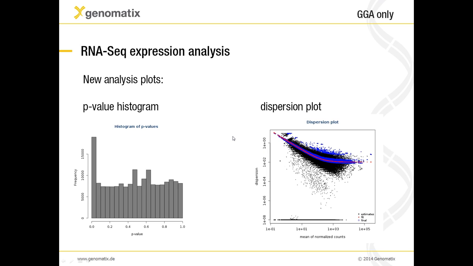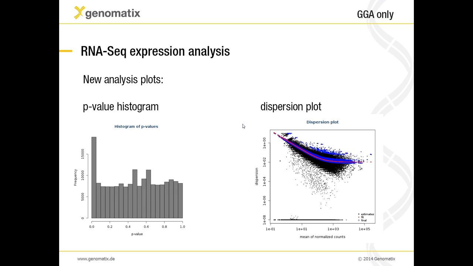This also leads me to two new analysis plots that you get in the RNA-seq expression analysis. One is the histogram of p-values, so you use a p-value threshold in order to determine whether a transcript is differentially expressed or not. And the histogram of p-values gives you an overview of the distribution of the frequency of the p-values from 0 to 1 with a bin size of 0.05. And if you see something like this, where you have an enrichment of the low p-values, then this is already an indication that you actually have a difference between your experiment and your control.